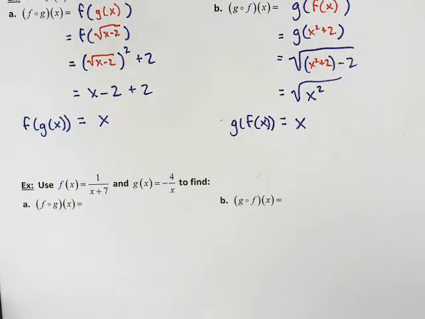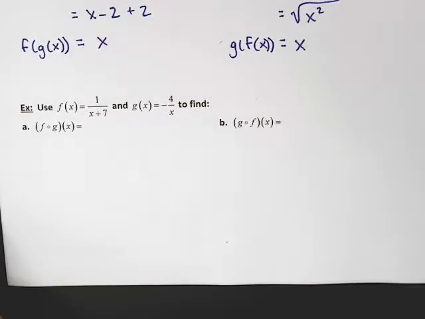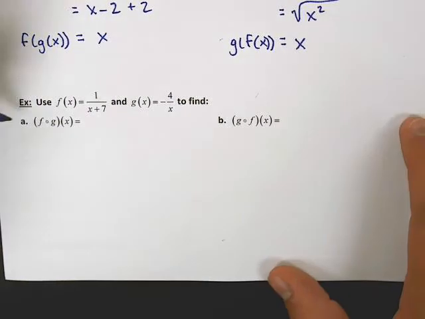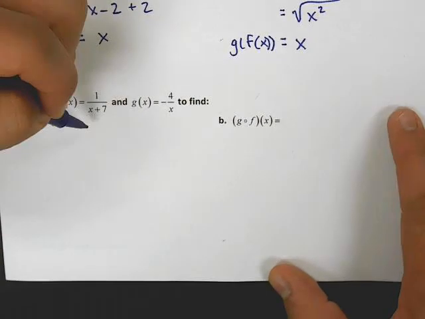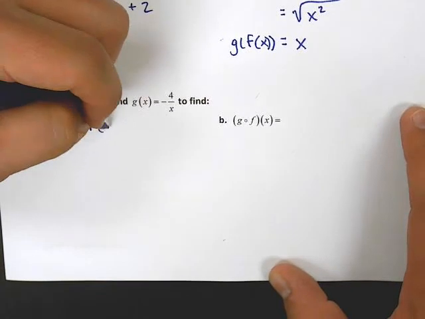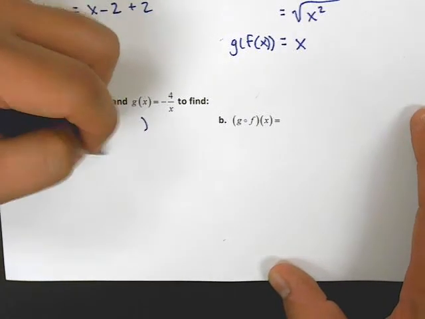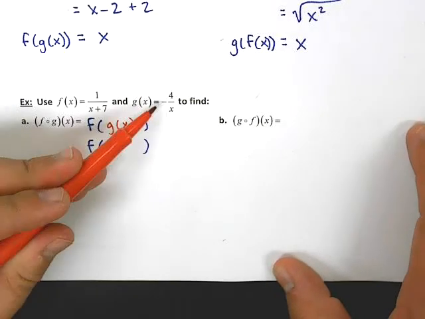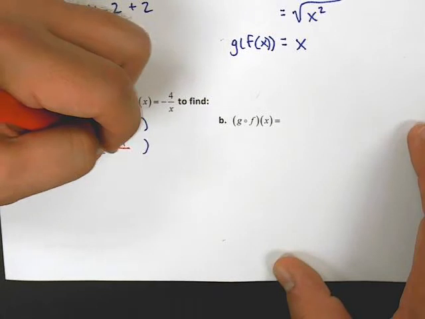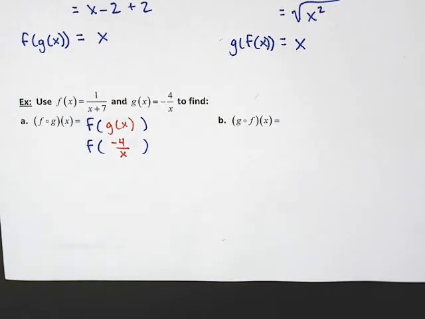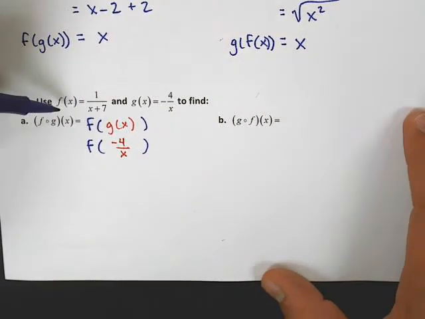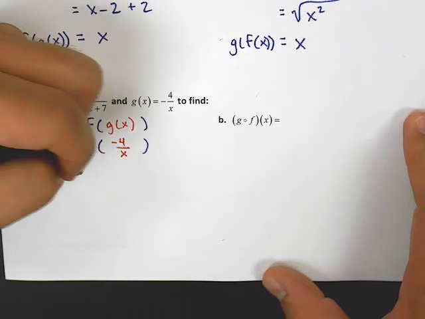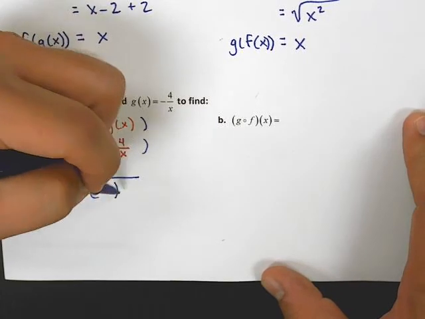Okay. So as we move down to the bottom of page 53, we have f of g of x, and we know g of x is negative 4 over x, so negative 4 over x. Alright, well, we know that our f function is 1 over the input plus 7. So 1 over input plus 7.